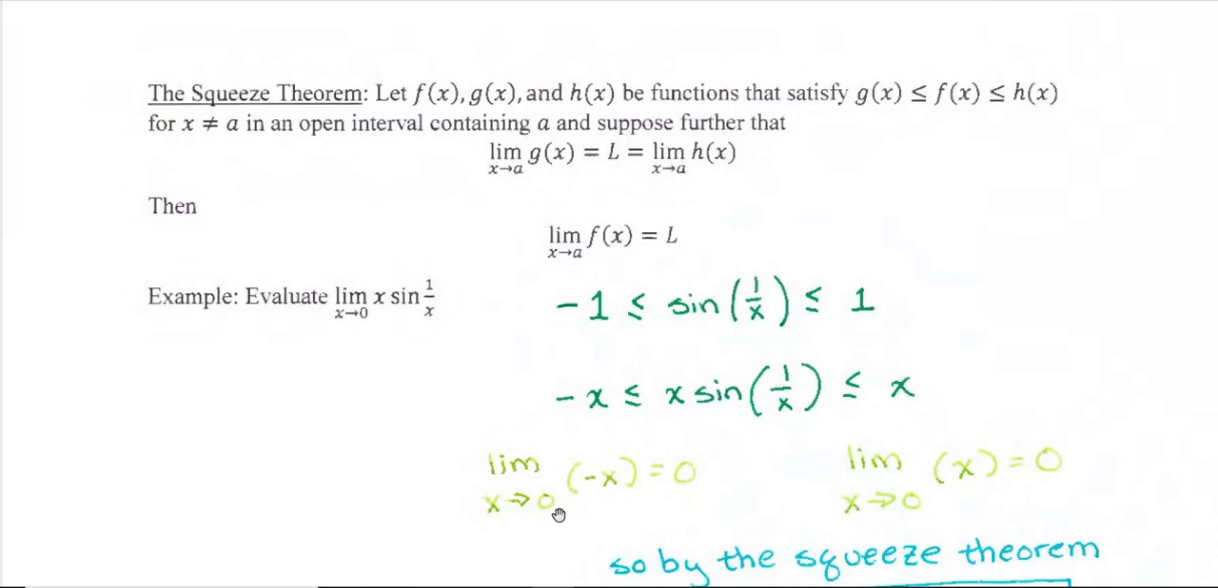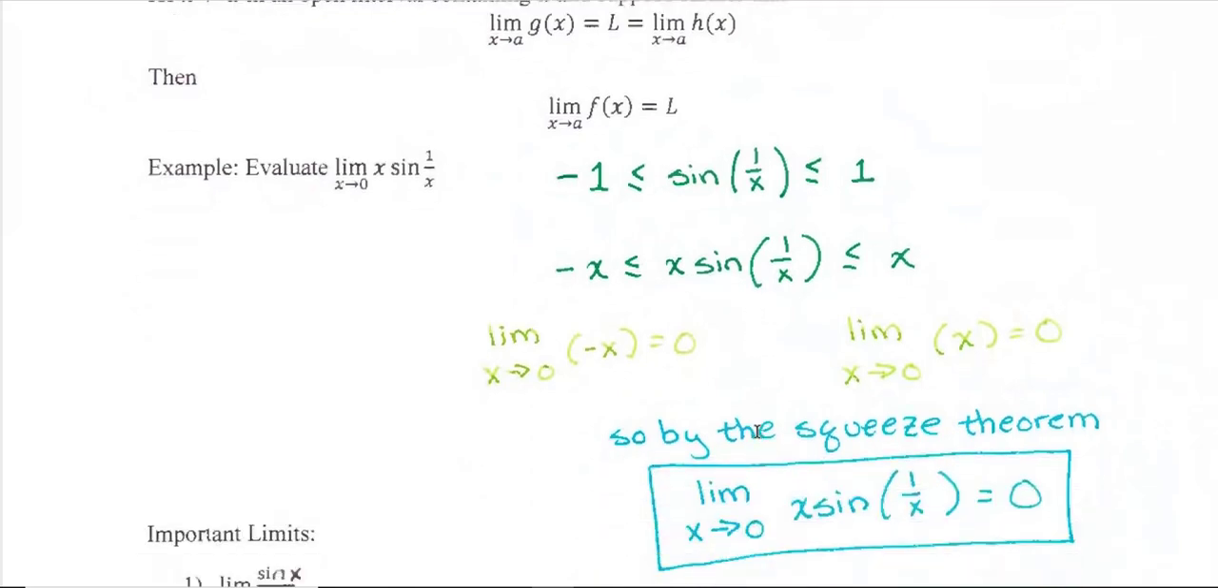Now, if I took the limit as x approaches 0 of -x, that gives me 0, and the limit as x approaches 0 of x gives me 0. Well, since we have the x sine of 1 over x stuck in between those two functions, by the squeeze theorem, we can see that the limit as x approaches 0 of x times the sine of 1 over x must also be equal to 0.